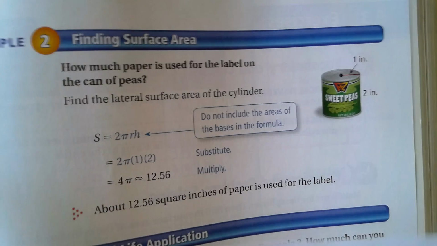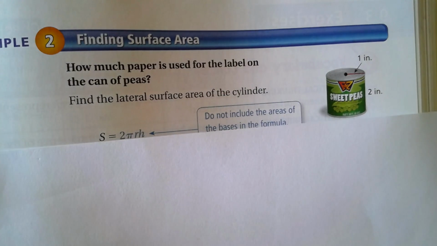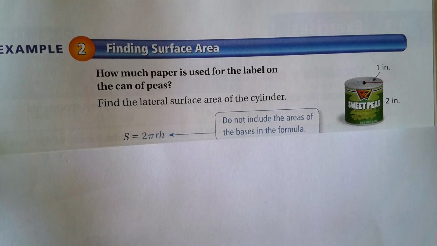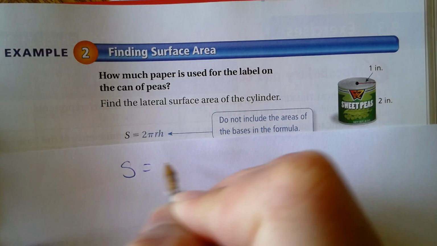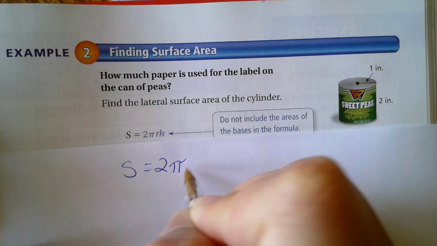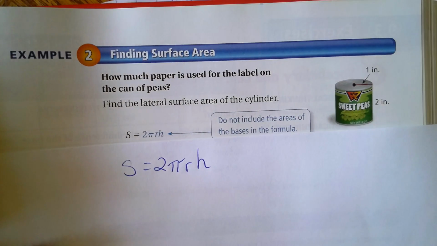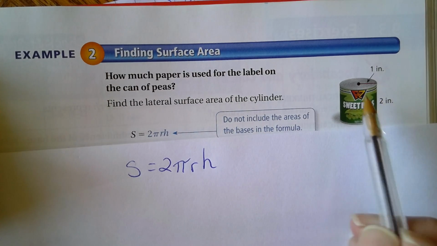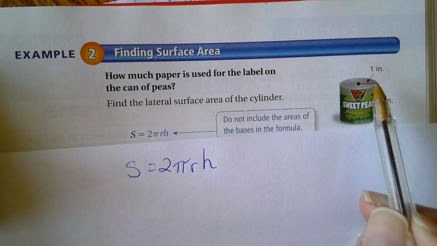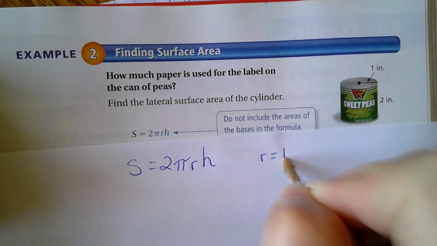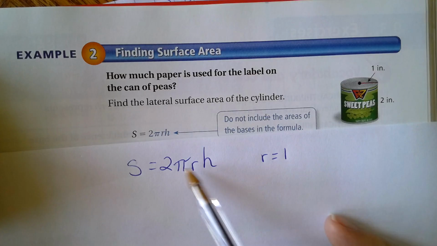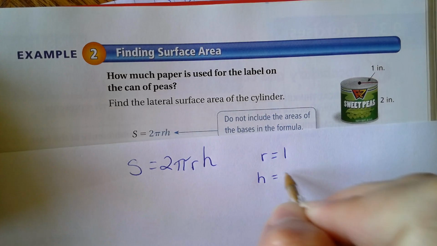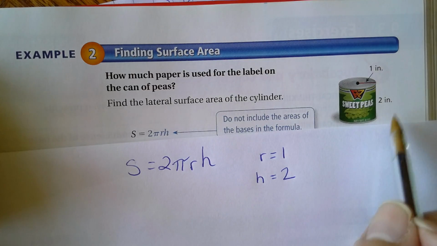So I'm going to cover up that work, and we're going to look at the formula and do this together. I always write the formula first that I'm using so I know exactly what to plug in. So, lateral surface area of this cylinder. The radius is 1, so I'm going to say R is 1. The height of our cylinder, or our can, is 2. So H is equal to 2. And we know it's in inches, and we'll label inches at the end.